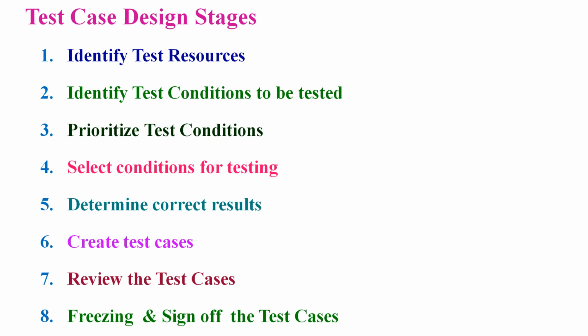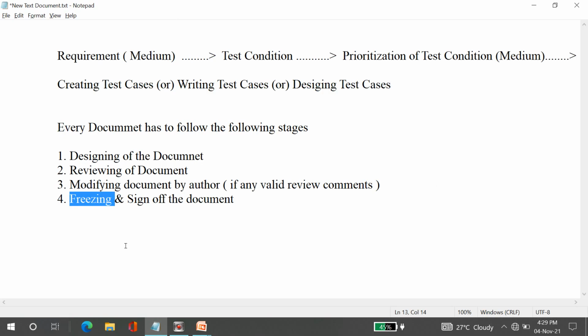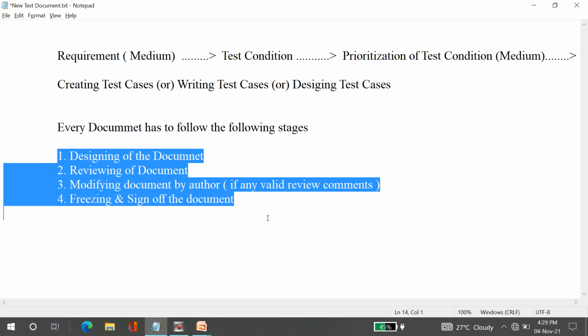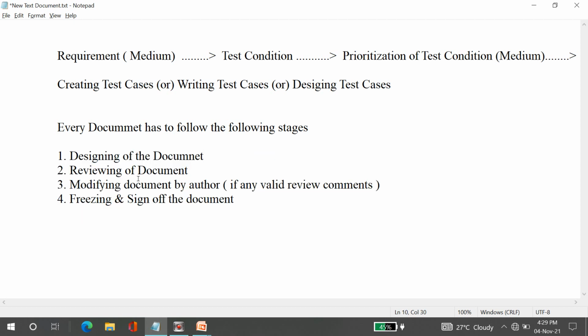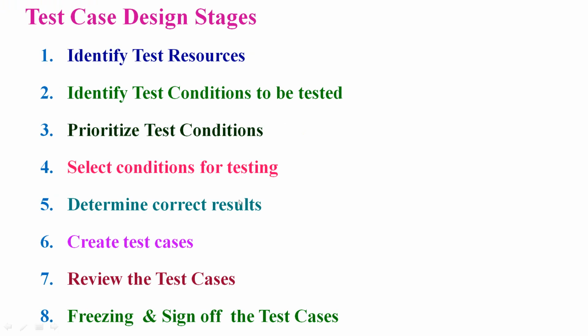This is very important in the real-time concept, and you should not forget these things. This is an interview question: each and every document has to follow the following stages. One is designing of the document. Designing is nothing but creating or writing. Next is reviewing of the document. After designing, the same document has to be reviewed by the review team. Then if any valid review comments are there, modify the document by the author, and after completion of the modification, freezing and sign off the document. So these are the different design stages of the test cases that should be followed by software test engineers.